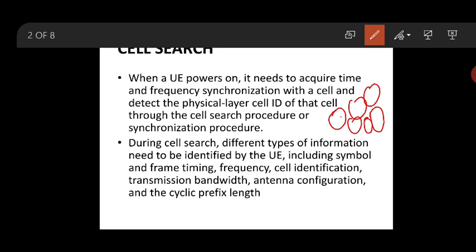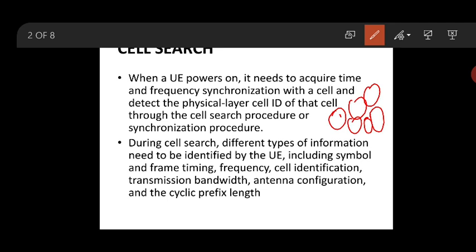If your mobile enters one particular cell, it will try to identify the cell ID, which cell it belongs to. It is an automatic process in which it will detect the ID of the cell, what frequency the corresponding cell belongs to, and how much time it will take to reach the station. All this information will be calculated in the physical layer.